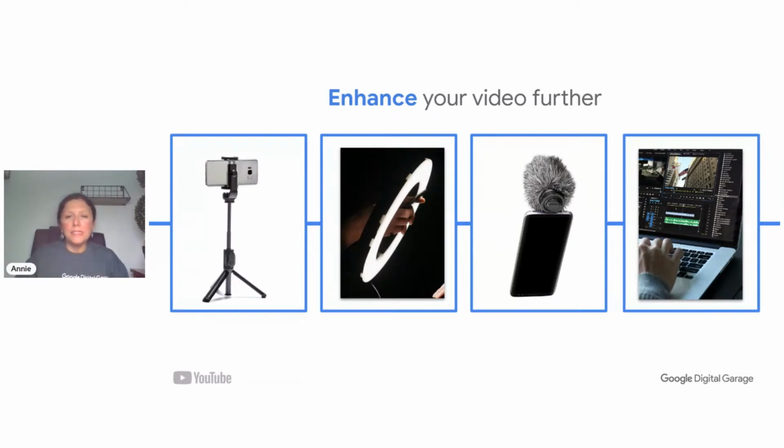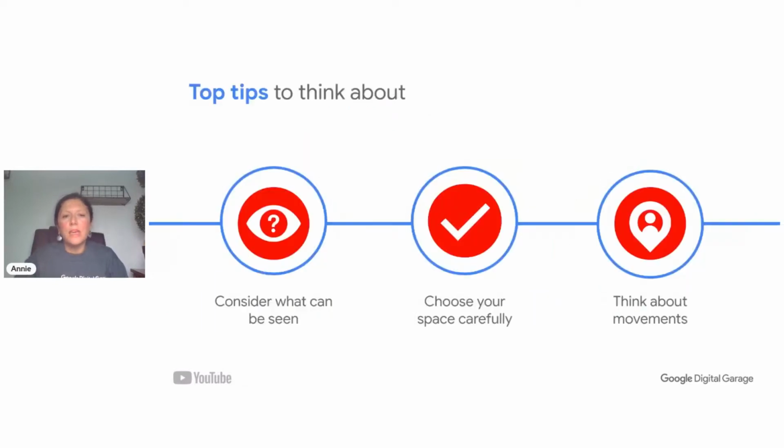We've looked a bit at the planning process and arranging our kit, but now I think we need to look more at the editing next. So, top tips to think about when it comes to editing. Consider what can be seen. We might have all sorts around the room when we're filming, so we need to think about what is in the backdrop of anywhere that we are filming, because people will notice anything that is on screen.